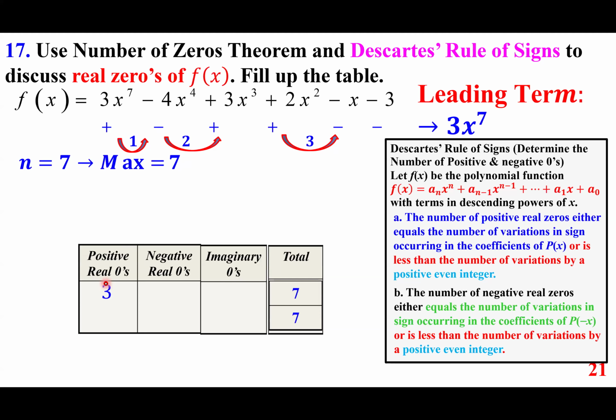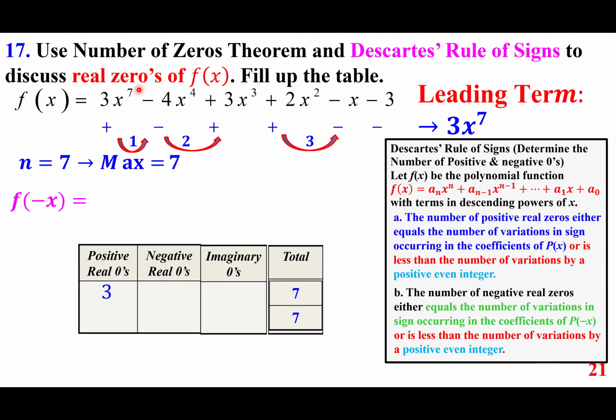And now, what does this one say? It says if you find f of minus x, the number of negative real zeros either equals the number of variations in sign occurring in the coefficients of f of minus x, or is less than the number of variations by a positive even integer. So first we want to find f of minus x. How do we find that? Class, you just replace the x with negative x.